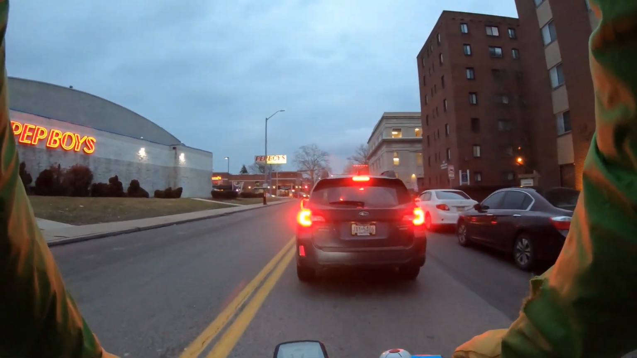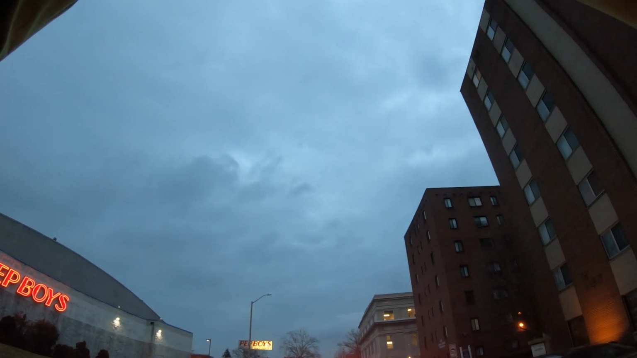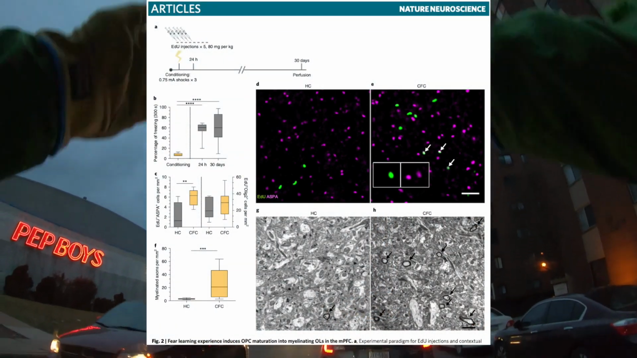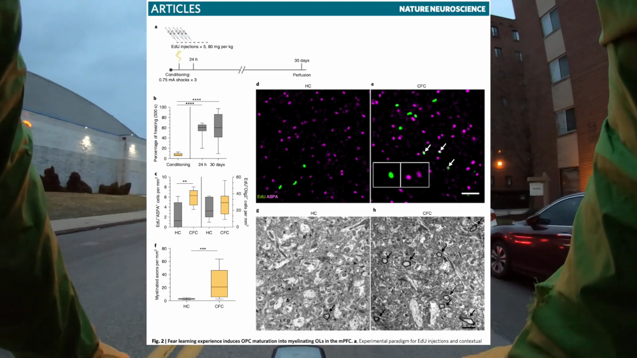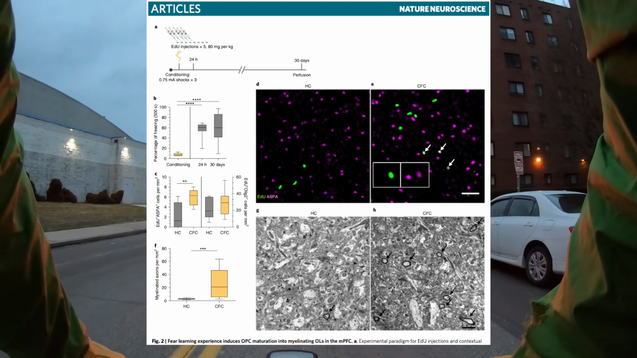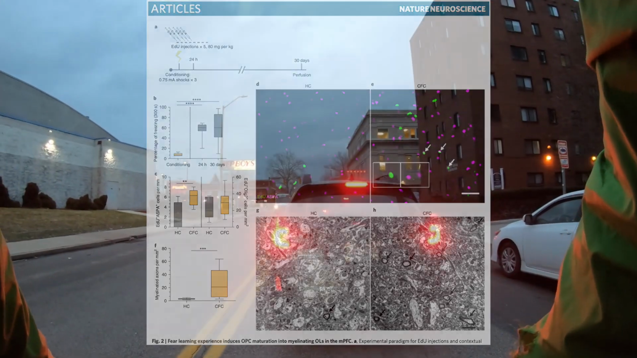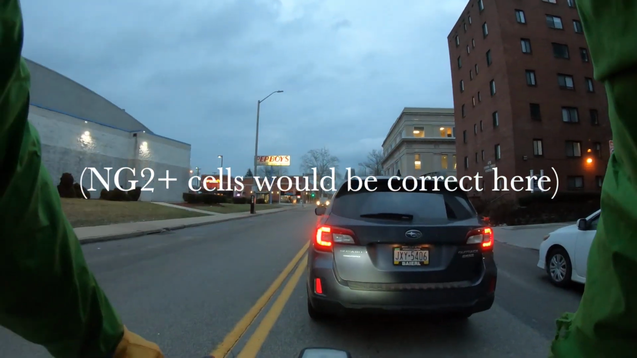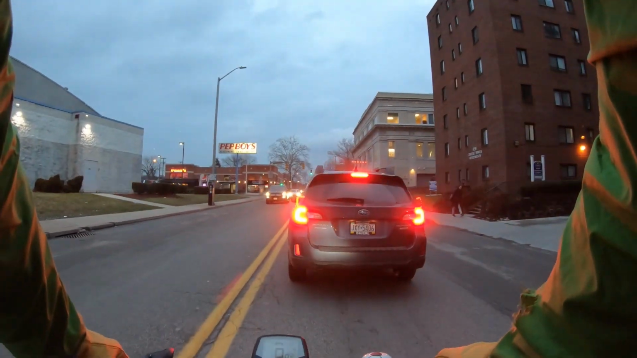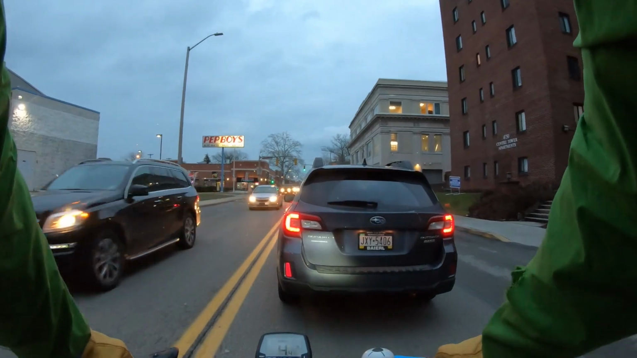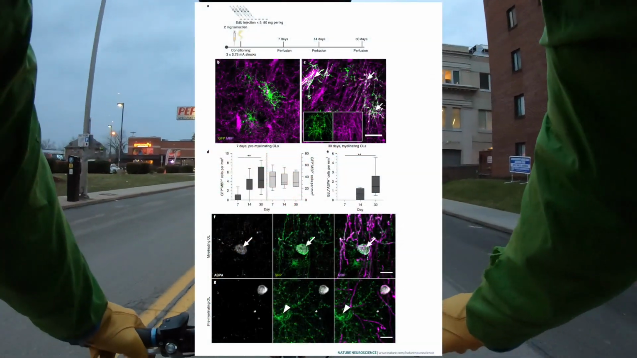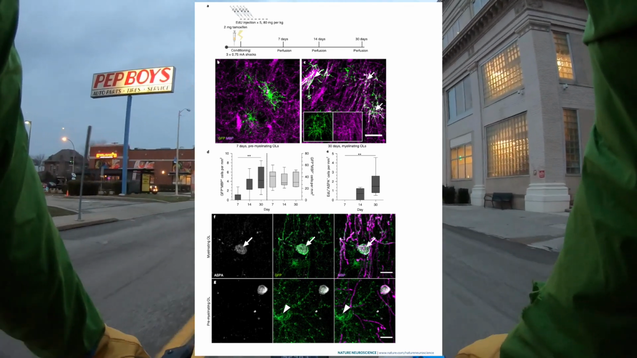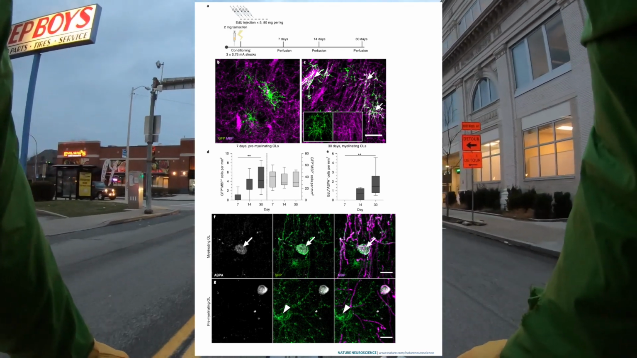And so they also show then in figure 2 that the OPCs actually mature into myelinating oligodendrocytes. So that's a separate step than dividing, right? You can have NG2 positive cells that are still oligodendrocyte precursor cells dividing without actually increasing any myelination. So figure 3 shows separately that those OPCs are also maturing, and that's important.